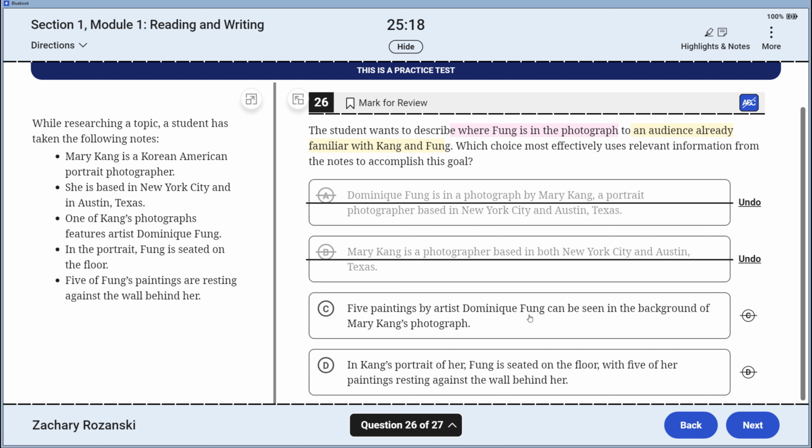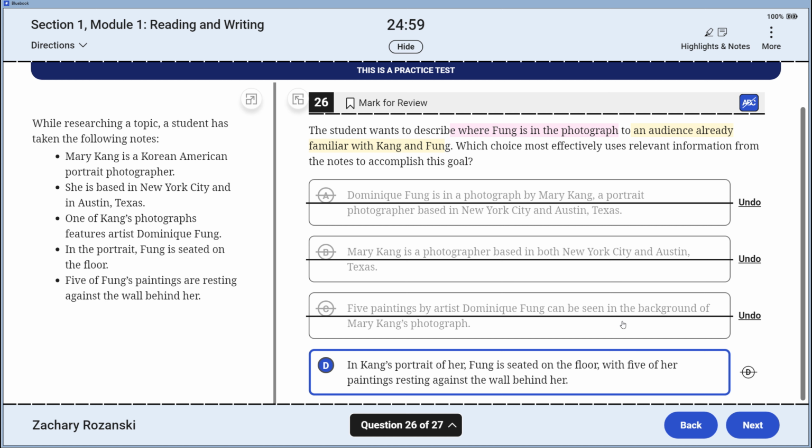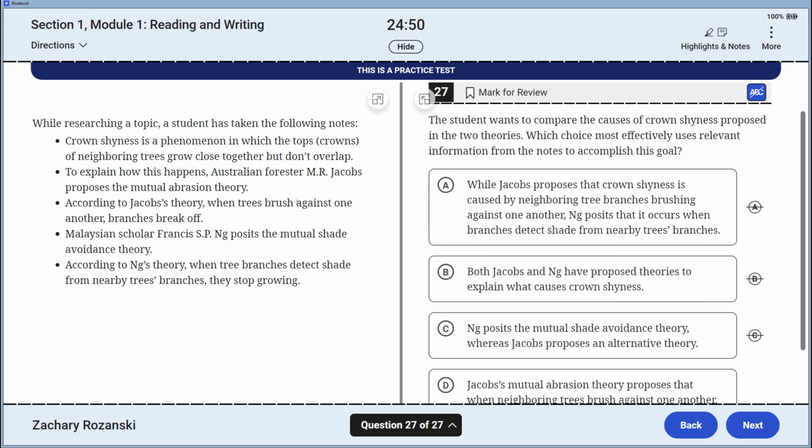Five paintings of grass can be seen in the background. Maybe move on. In the portrait of her, Fang is seated on the floor. Fang is seated in the photograph. Where is this person? The person is seated on the floor with five of her paintings resting on the wall. In the portrait, yes. So all of these can be seen in the background of the photograph. This doesn't say where the person is. D is the only one that gives us access to pink. I'm not even going to check for yellow, and I'm not going to check for trueness because this is the only one that even tries to engage with the pink goal that we've parsed out.